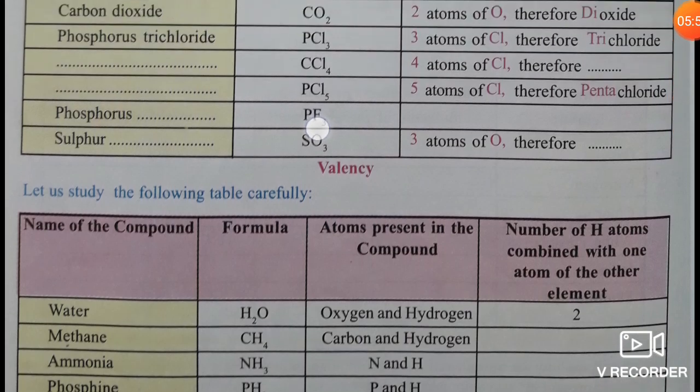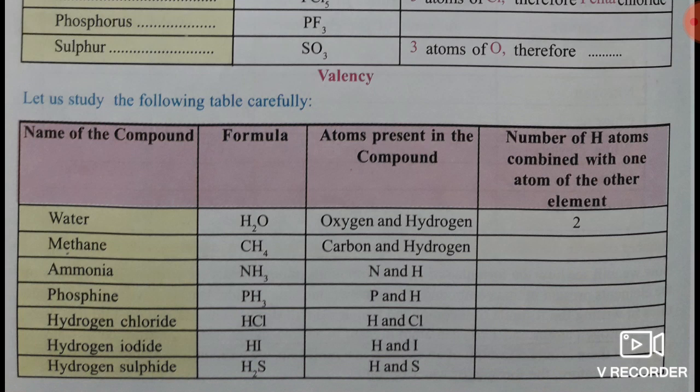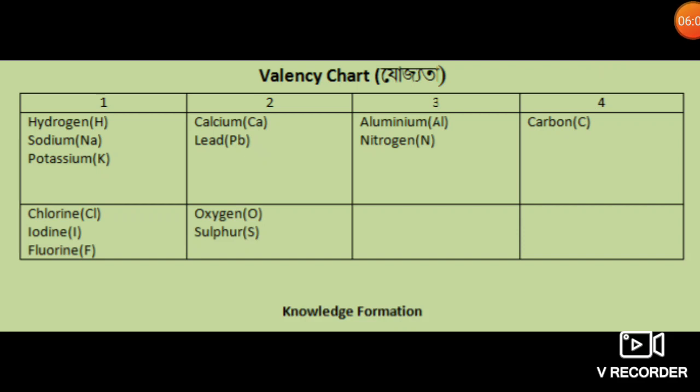Now we can write this formula very easily if we know the valency of the elements. So let us discuss valency first. Here we can see a valency chart is given. The valency of all these elements is 1. So this lies in column 1.